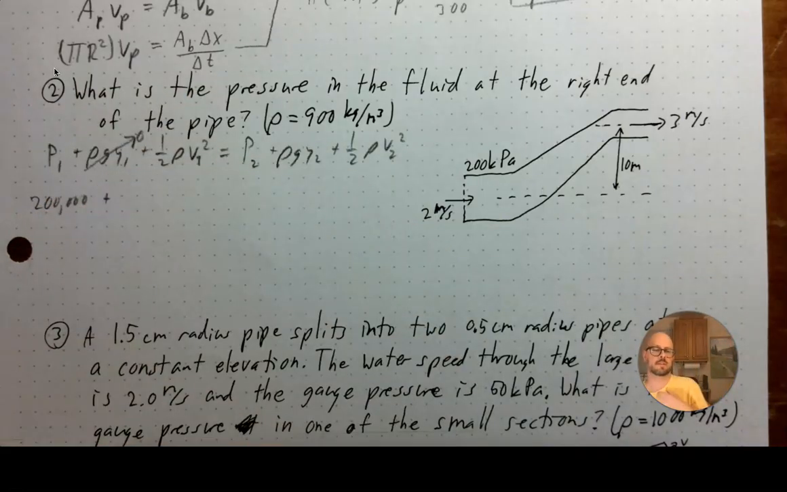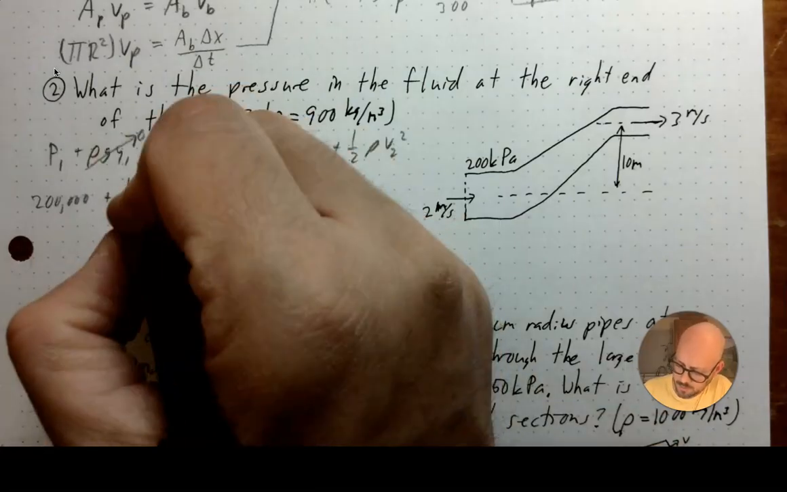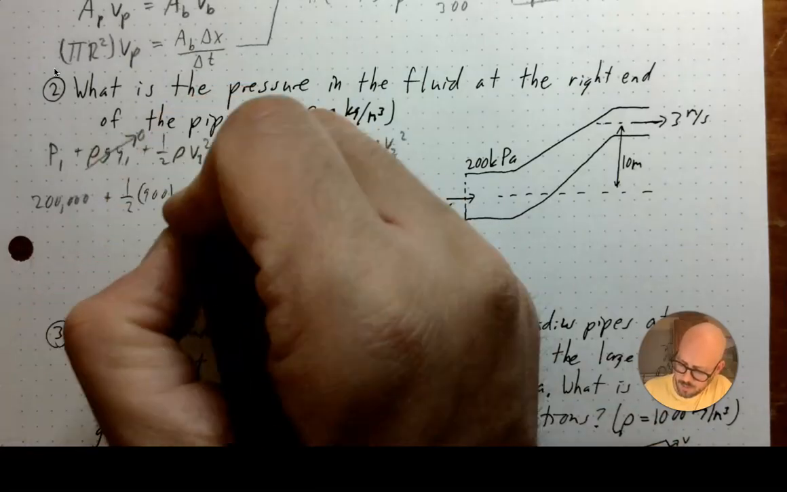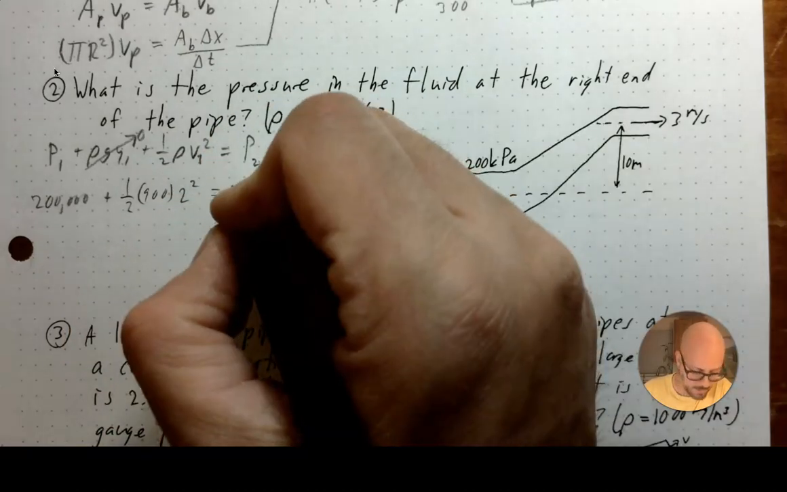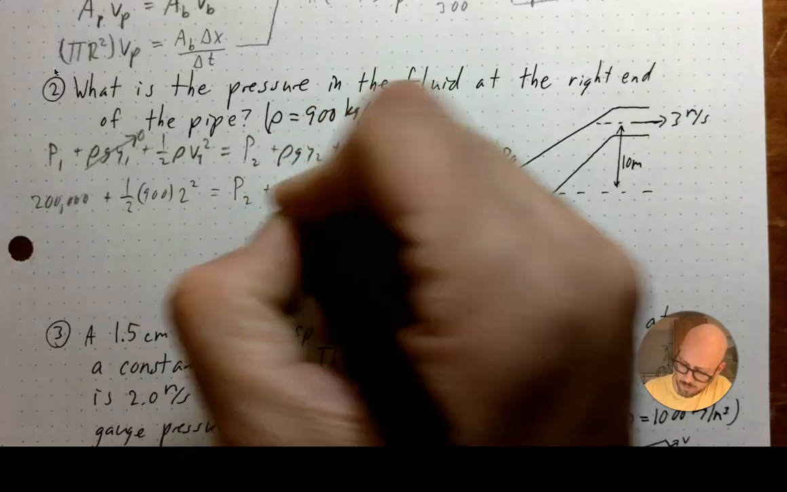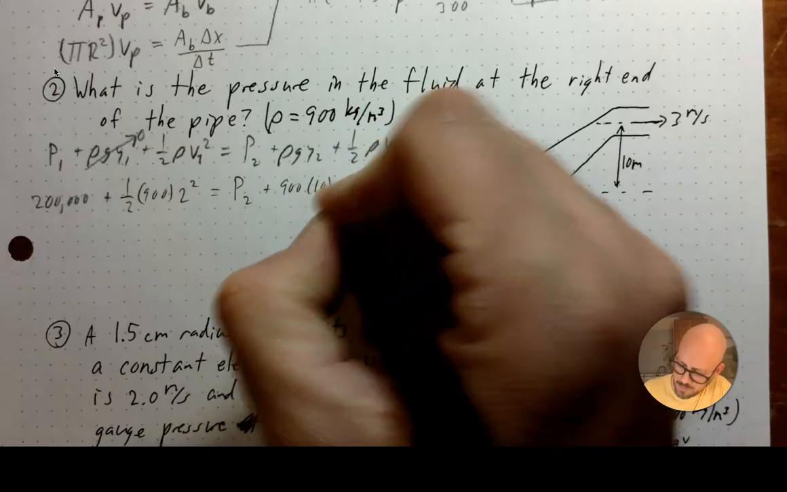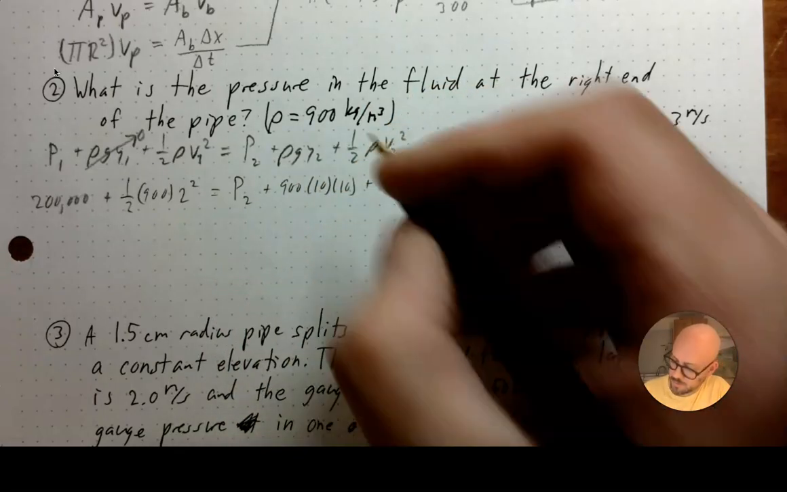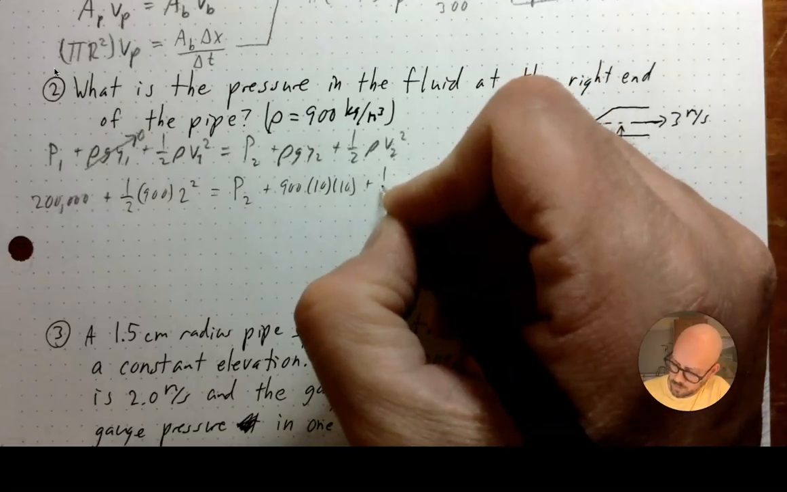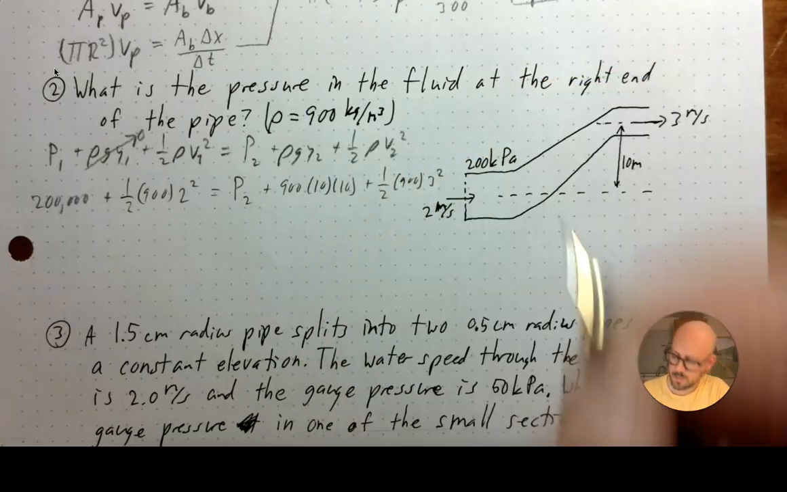So we always convert to pascals unless we have a good reason not to. Plus 1/2 the density of the fluid. This is 900 times the speed squared, so 2 squared. That's equal to P2 plus rho g y2, so that's 900 times 10 times 10 again, and then 1/2 rho v squared, 1/2 times 900 times 3 squared.